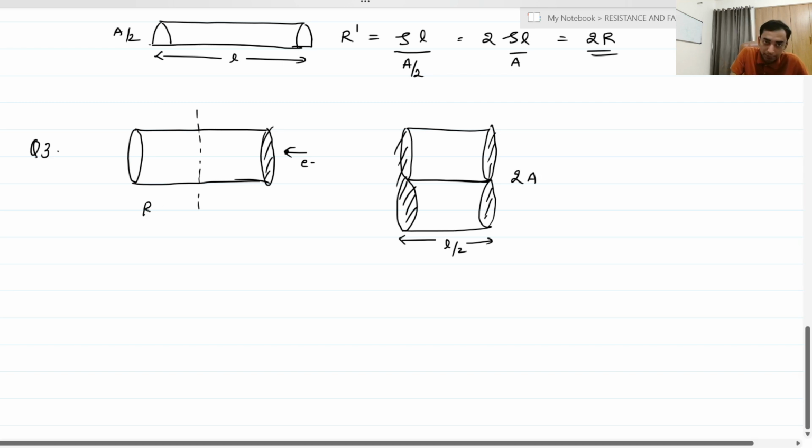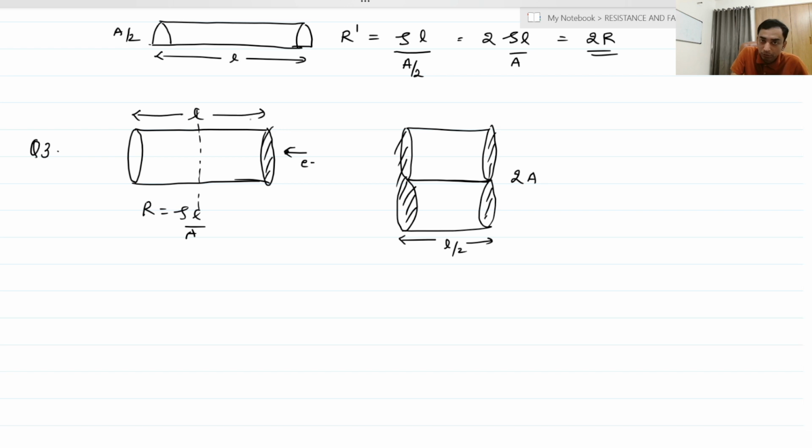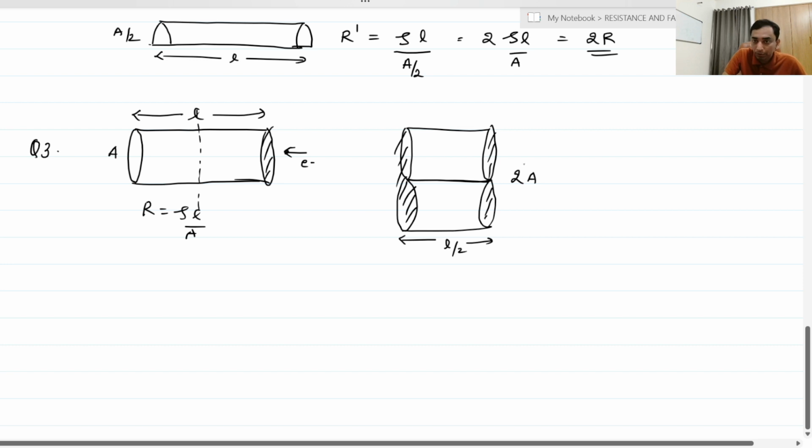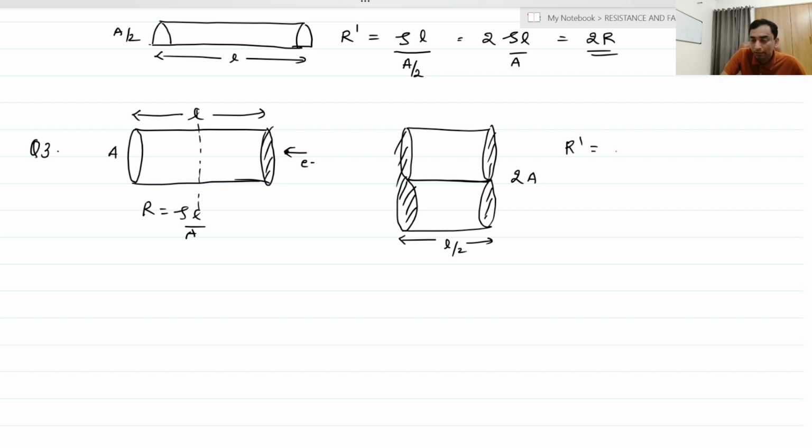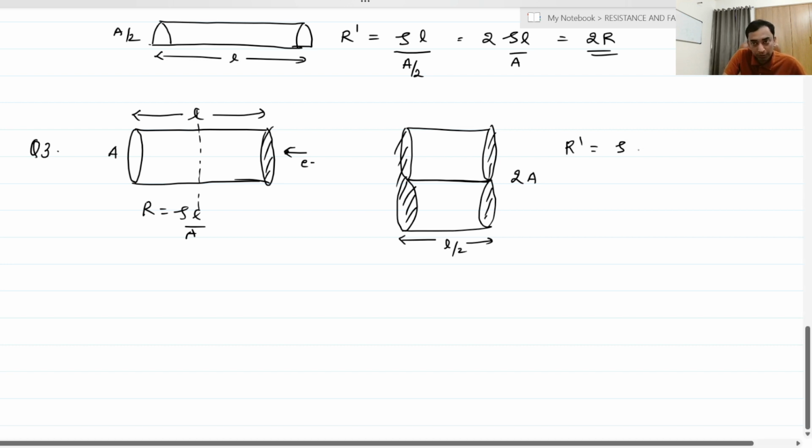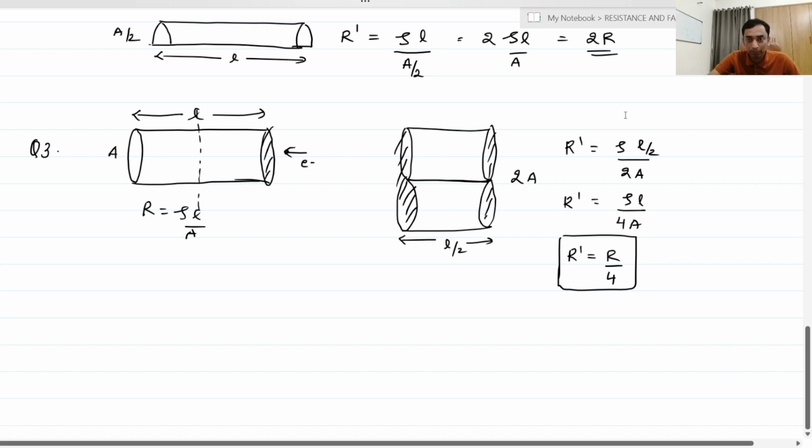So here the resistance R is equal to rho L by A. The length of the conductor is L, which is being chopped into half, but the area of the cross-section is now double. So here let me call the resistance R dash. So R dash is equal to rho, since we are not changing the material, the length becomes half and the area becomes double, right? So the overall resistance decreases: R dash is rho L by 4A, and rho L by A is R, so R dash is equal to R by 4. So the overall resistance decreases by 4 times. I hope you are getting these kinds of problems, right?